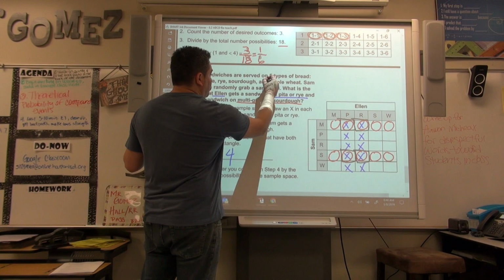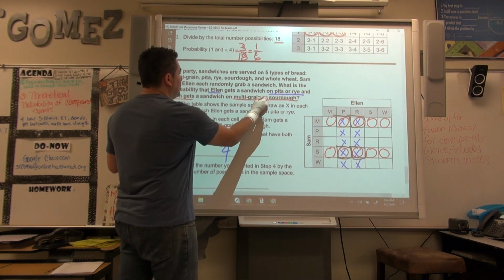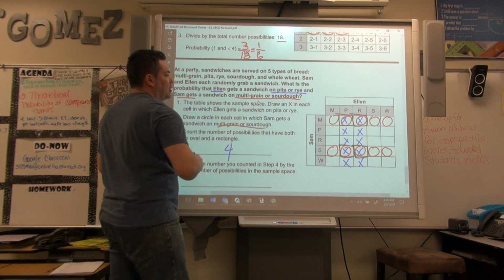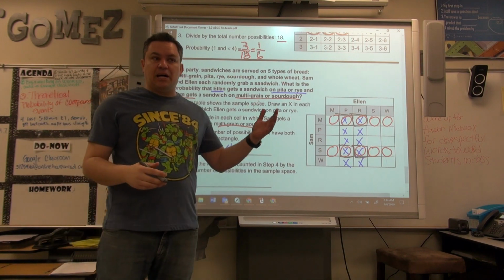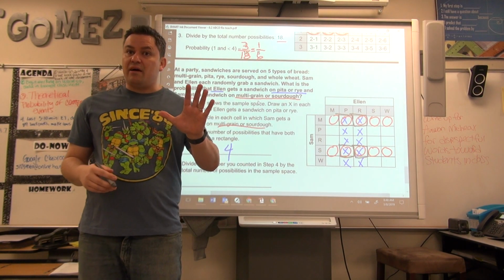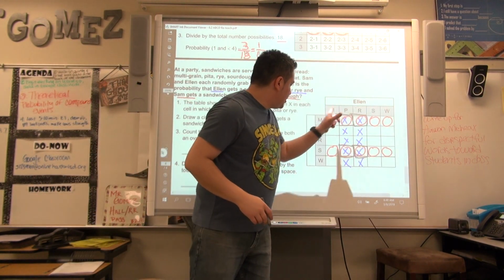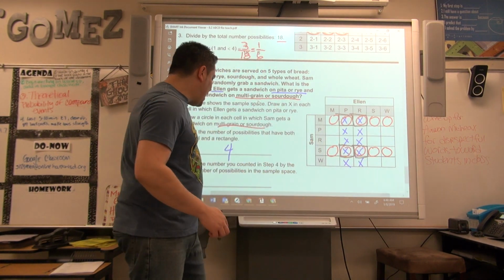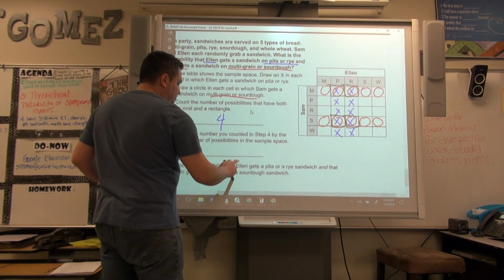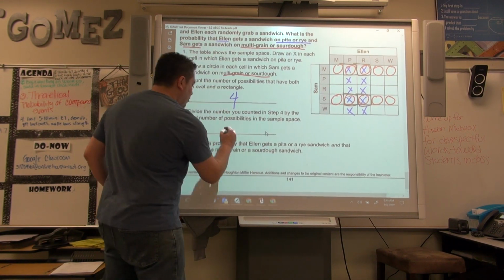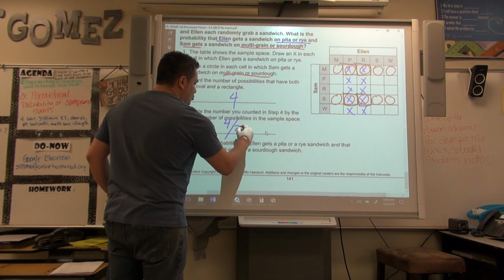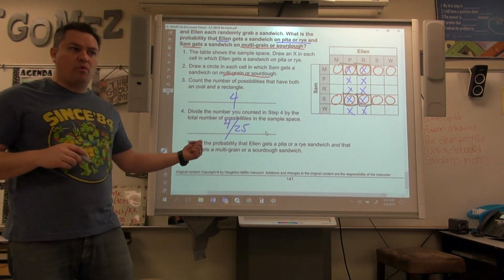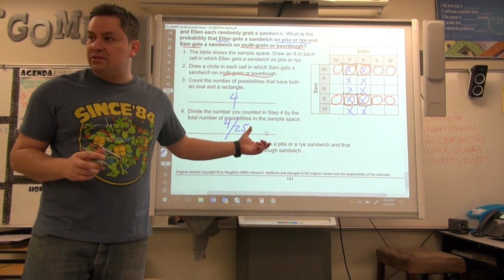We have 5 types of bread. Everybody agree? How many people do we have? 2. So it's going to be 5 times 5. How many squares do we have in this space? 25. So it's going to be 4 out of 25. If we can simplify, we do it. In this case, we cannot.